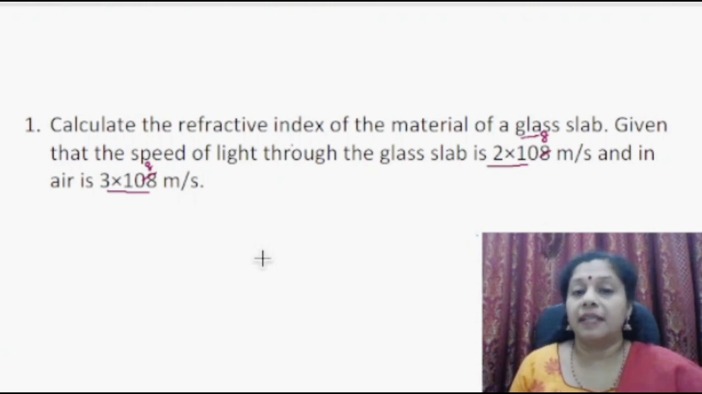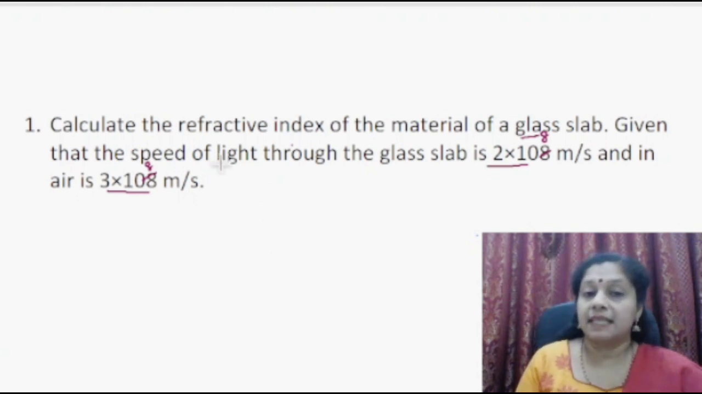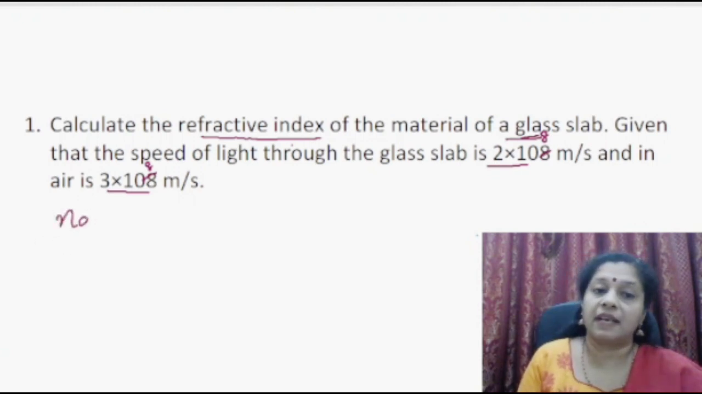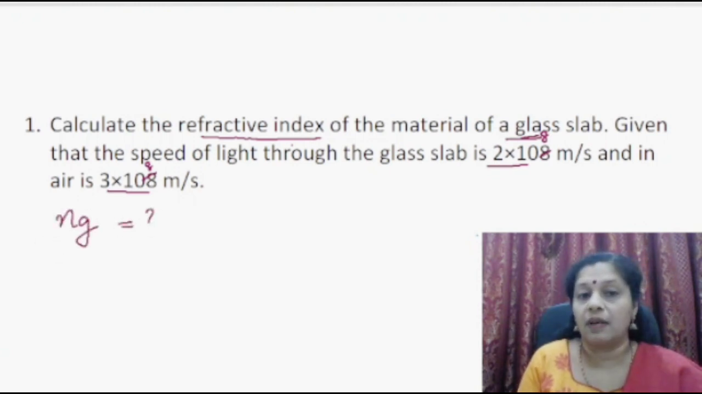Calculate the refractive index of the material of glass slab given that speed of light through the glass slab is 2 into 10 to the power of 8 meter per second and in air it is 3 into 10 to the power of 8 meter per second. So what all things are given and what is to be found out? We are supposed to find out refractive index of glass. So we can write Ng, refractive index of glass Ng we have to find out.